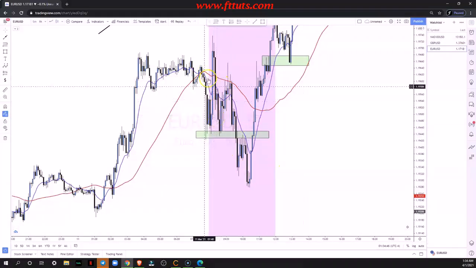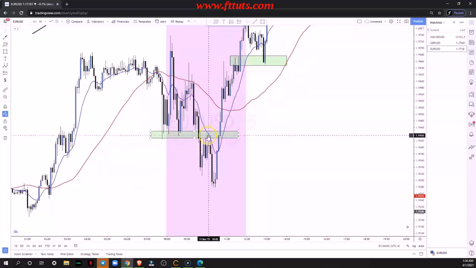So the market was ranging a little bit. It was going up and down, kind of consolidating. It broke. As it broke, the market pulled back up to the zone, right? It pulled back to these swing lows.